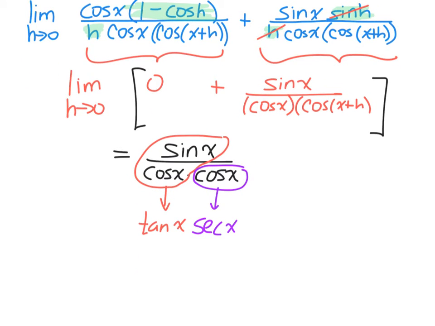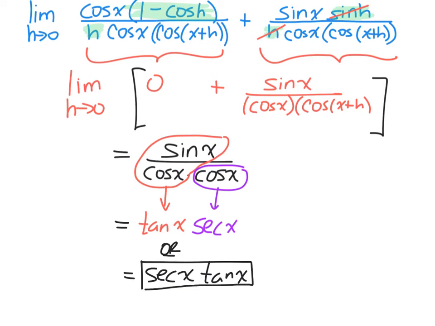All right. And this actually is the derivative, or the more popular way of writing the derivative. It's just that for some reason they like to put the secant first. So we say secant times tangent. That would be the derivative with respect to x of my secant function.